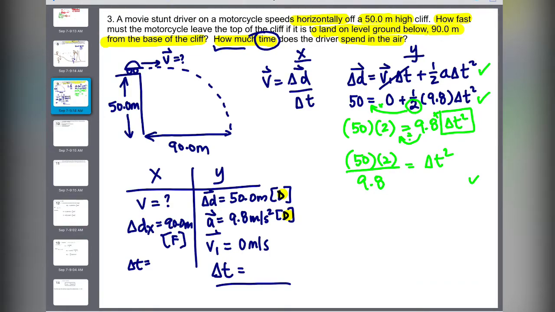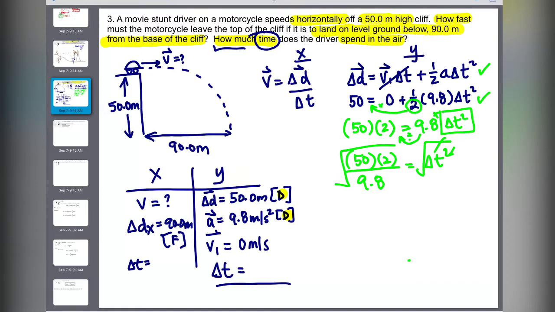And this equals delta t squared. So to find your t, I will need to take the square root of both sides, right? So that I get rid of the square. To punch it in the calculator, you would go 50 times 2 divided by 9.8, press equal, and then take the square root of it.